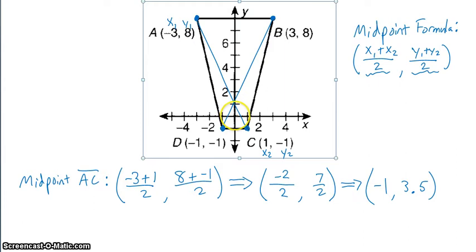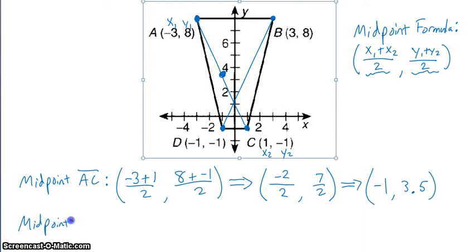I'm going to start at the origin, go -1 in my x direction, and 1, 2, 3.5 in my y direction. Notice that the midpoint is halfway between A and C. The distance from A to the midpoint is the same as the distance from C to the midpoint.